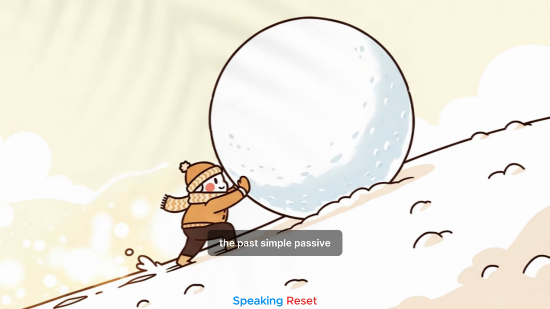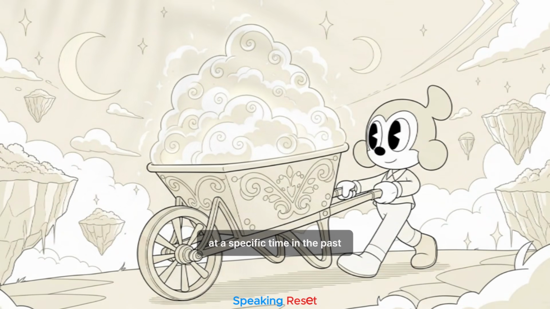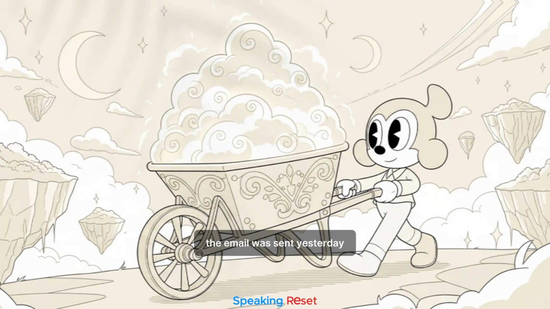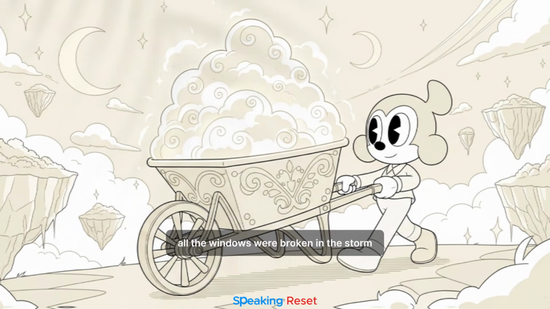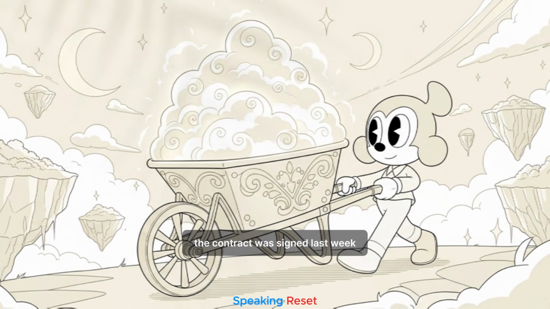The past simple passive describes things that were done to a subject at a specific time in the past. The church was built in the 14th century. The email was sent yesterday. All the windows were broken in the storm. The contract was signed last week.